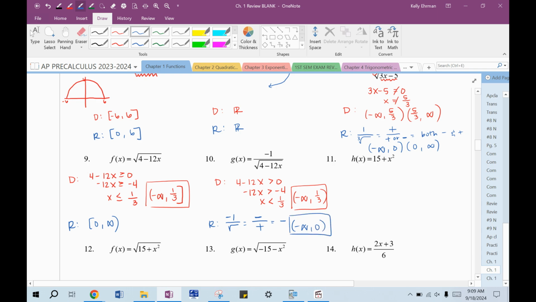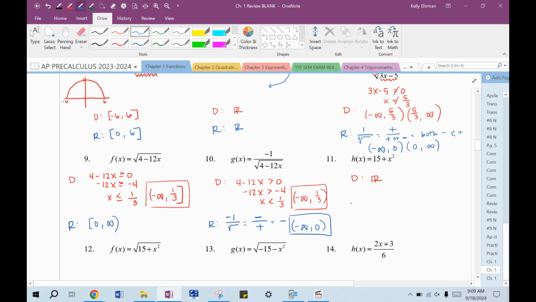So negative infinity to 0. And again, g of x cannot equal 0 because there is no x in the top for that to happen. All right, for h of x, for the domain, this is a quadratic, so there's no radical, there's no denominator. The domain is all real numbers.